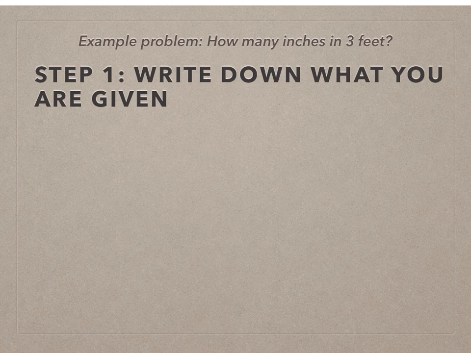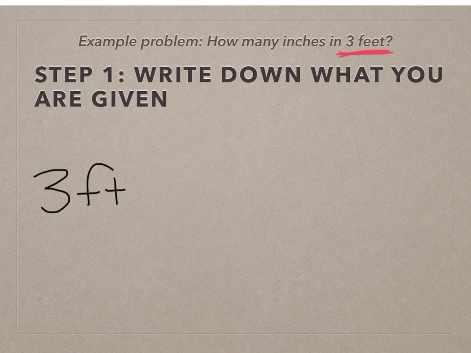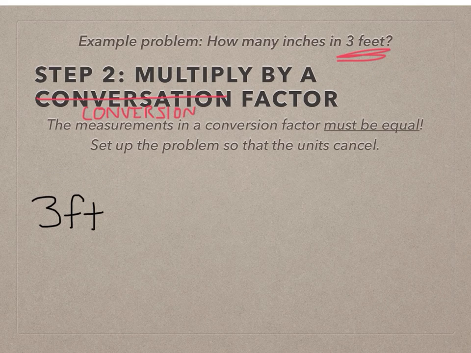So step number 1 says write down what you are given. If you look in the problem above, how many inches in 3 feet, what measurement are you given? 3 feet. And we're converting to inches. So step 1 simply says write down what you are given. I'm going to abbreviate feet as FT. So that is step 1. Okay, so I'll work it out and then I'll explain what everything up there means.